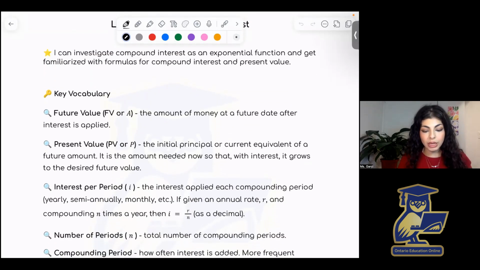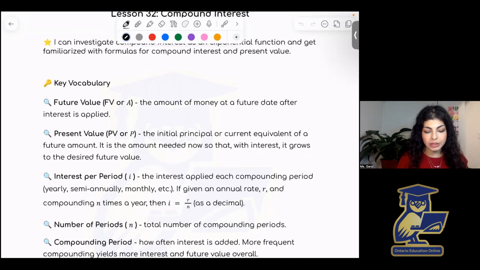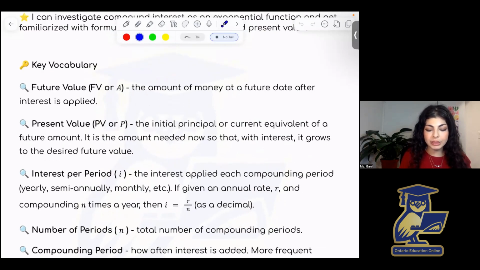Before we get started with our example, some key vocabulary to know. Future value, as mentioned, is the amount of money at a future date after interest is applied. And remember, these problems can be both for saving as well as loans. If you're borrowing money with compound interest, that can also be the amount that will be due later on.